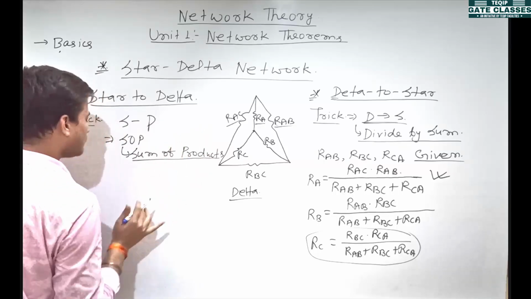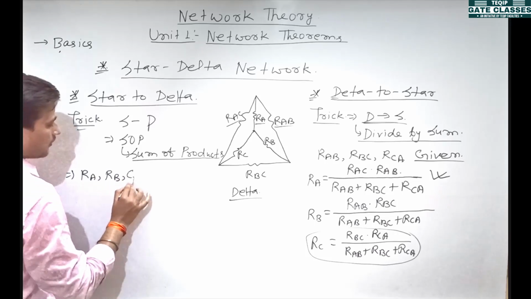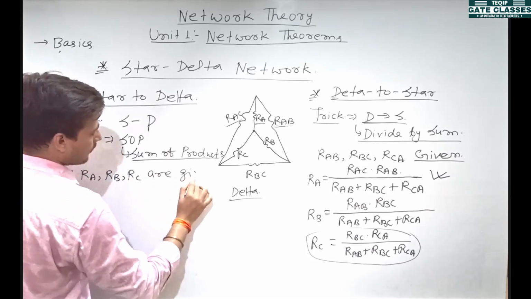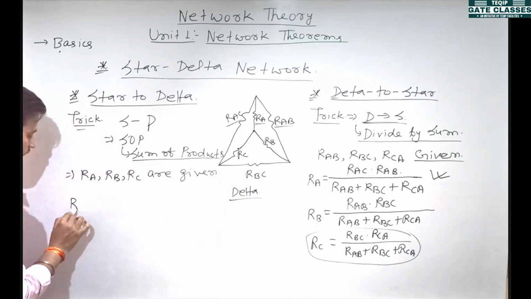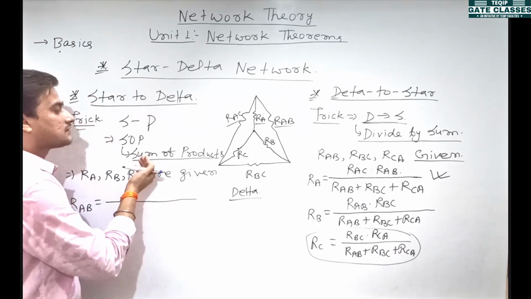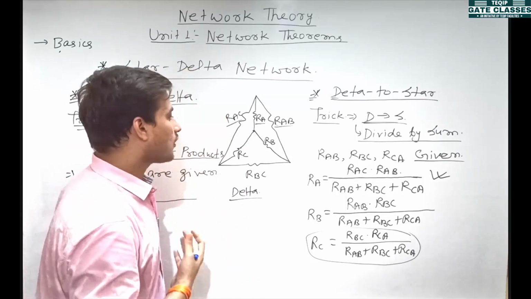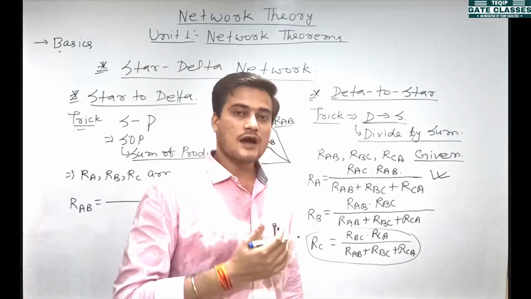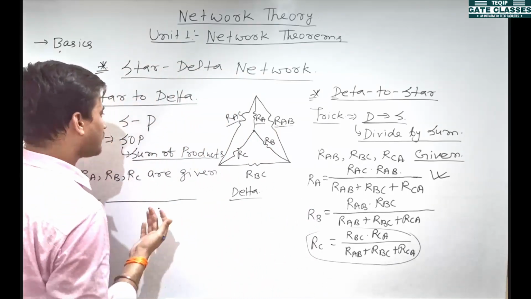So now you know that RA, RB and RC are given. You have to find RAB, RBC and RCA. Suppose you have to find RAB. So RAB, what will you write? Now they are saying sum of products, that is sum of products of all the resistors. So if you are writing sum of products, automatically it will come in numerator, because for sum of products the unit will be ohm squared.